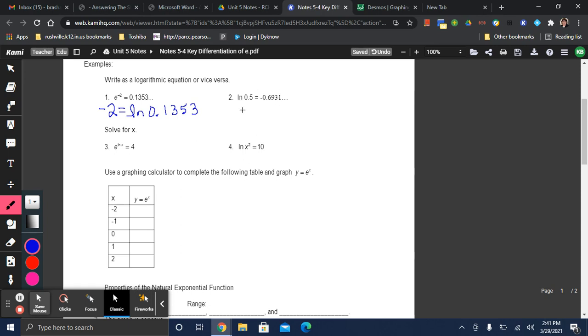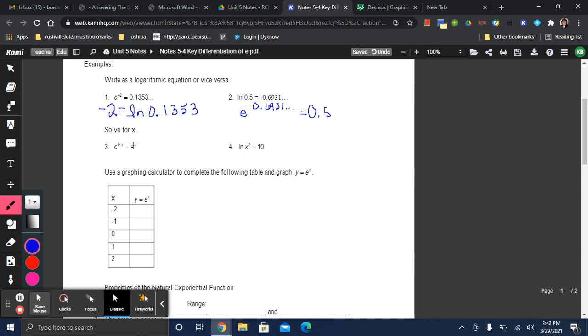Likewise, if you have a logarithm and you want to change it to an exponential, ln has a base of e, then the logarithms equal exponents, so the -0.6931, and I don't have all of it, so we'd have to know exactly what that is, equals, and then the 0.5. And of course, you would need a calculator to get that exact value.